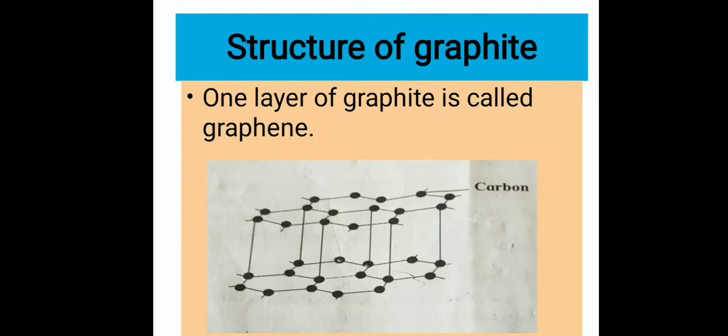Due to this, a hexagonal structure is formed, and each carbon atom is bonded to 3 carbon atoms, and in each carbon atom 1 electron is free. A graphite crystal is made up of many layers of carbon atoms. One layer of graphite is called graphene. So, carefully observe this structure. You can find the hexagons of carbon atoms.